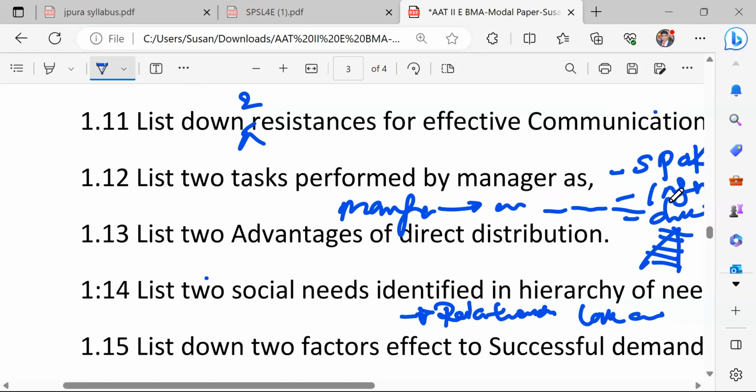Another advantage is there is a direct connection between the customer and the supplier. Then they have direct communication, right? The manufacturer or producer knows the customer satisfaction. They have a direct relationship, and they can provide better customer service. Those are advantages of direct distribution.